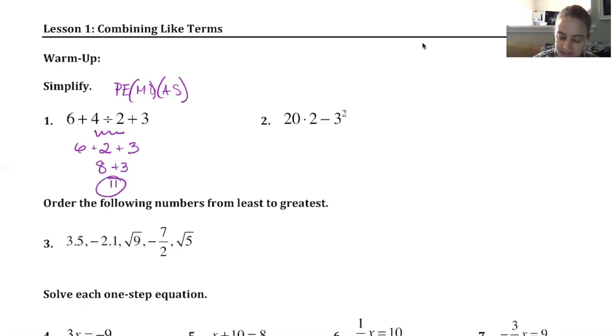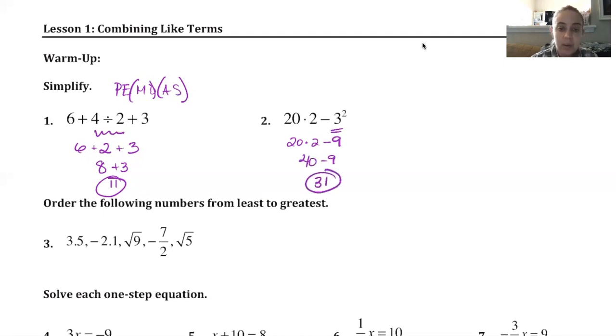For number 2, I see multiplication and also an exponent. We want to take care of that exponent first. So 3 squared is 9. So 20 times 2 is 40. And 40 minus 9 gives us 31.